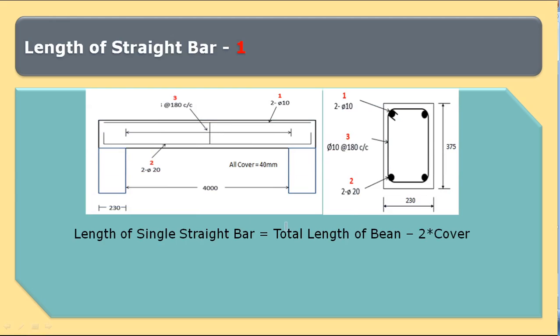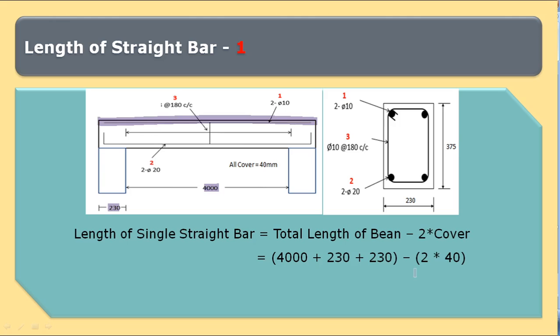the length of a single straight bar is equal to total length of beam minus 2 times cover. So total length is equal to 4000 plus 230 on either side, minus 2 times cover, where cover is 40 mm, one cover on this side and another on the other side. So the length of a single straight bar is 4380 mm, and the number of straight bars is two.